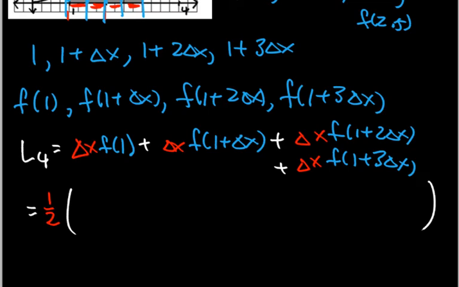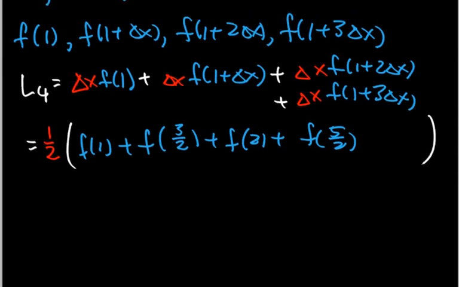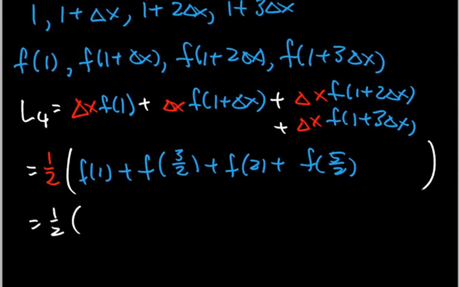Okay, so f of 1, well, we'll plug in those values later. And then f of 1.5 is 3 over 2, and then f of 2, and then f of 2.5 is 5 over 2. Okay, so I'm going to stop the color coding now and just go straight into finishing this up. So 1/2 times f of 1. What is f of x again? I'll remind us that f of x is x squared. So whatever is in there just gets squared. 1 plus 9 over 4, plus 4, plus 25 over 4.